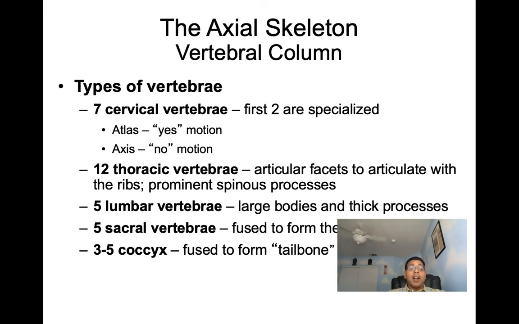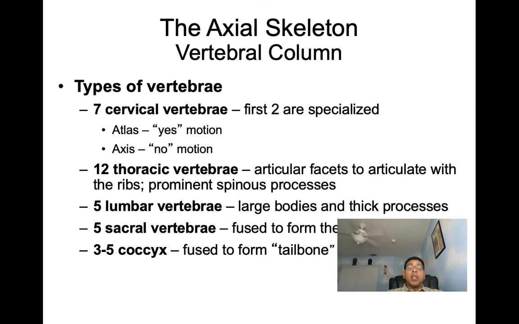Next then we have our 5 lumbar vertebra, and they have a large body and thick processes. Next then we have our 5 sacral vertebra, and these 5 sacral vertebrae have been fused together. They form the sacrum. And then last we have our coccyx, or our tailbone, and it can be made up of 3 to 5 vertebrae, and they're fused as well.